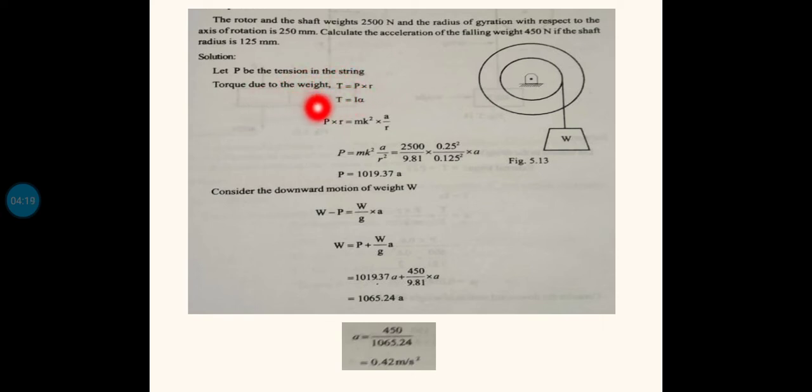Torque due to the weight is T, and as we know, torque is tangential force into radial distance to the center of rotation, the axis of rotation. Here the radial distance is nothing but this radius, and the tangential force, you can see this string is actually tangential to this circle. So the tangential force acting on this string is the tension in the string P. So the torque will be the tension in the string into this radial distance. I think the concept is clear. The tension in the string is the tangential force acting on the surface of this shaft.